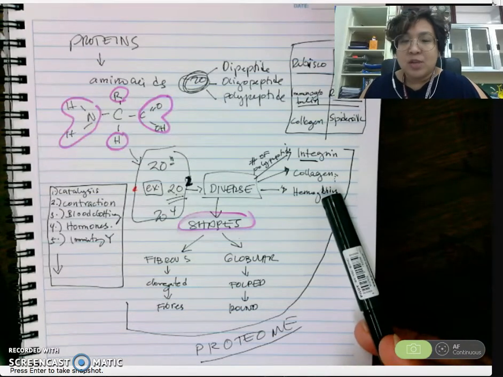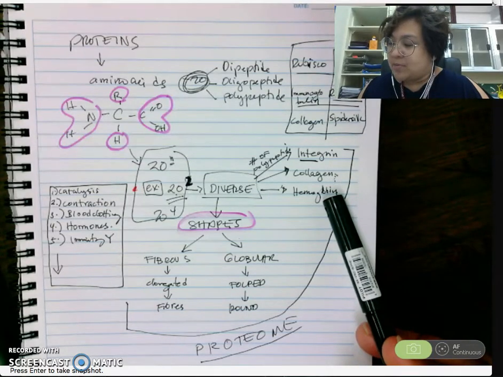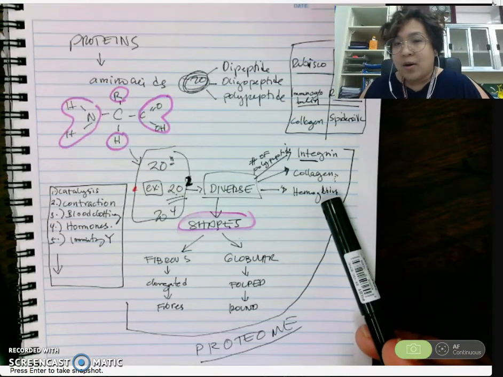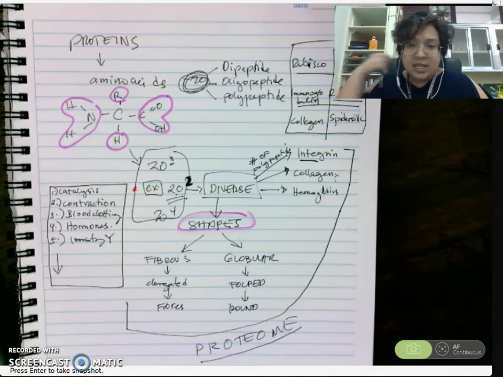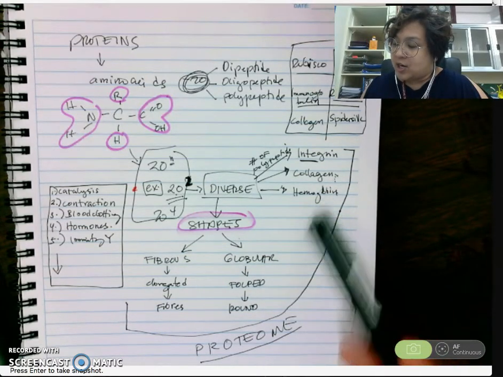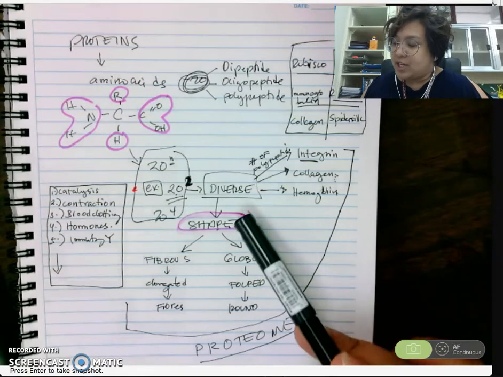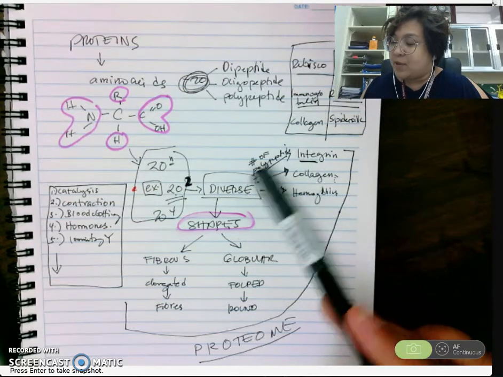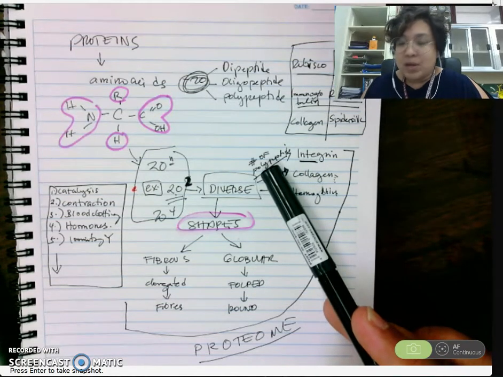Another example is your hemoglobin. Your hemoglobin is made up of 4 polypeptides or 4 protein subunits, and your hemoglobin is actually globular in shape. So proteins are very diverse. They can take many different kinds of shapes, or they can be made up of different numbers of polypeptides.